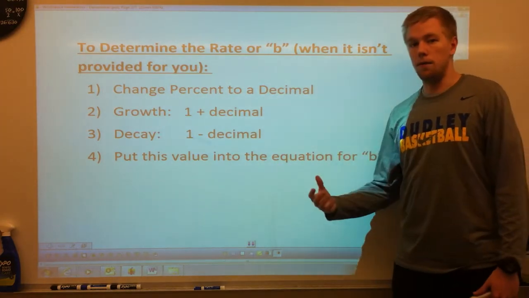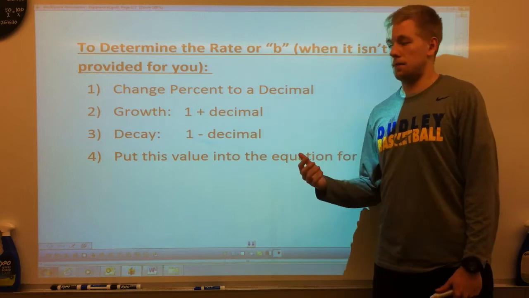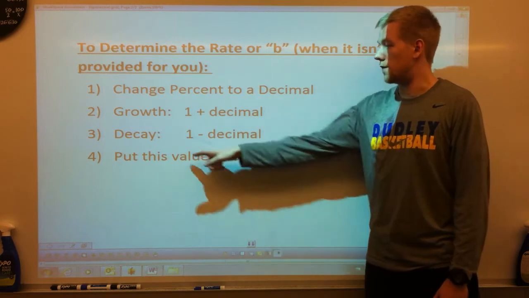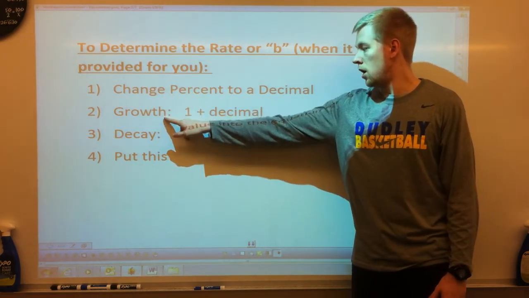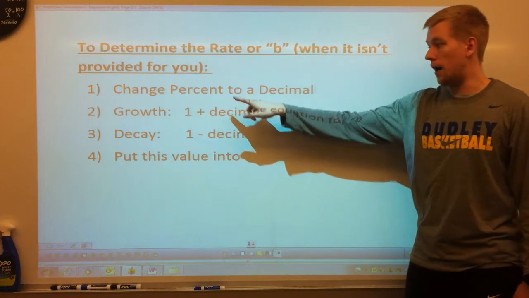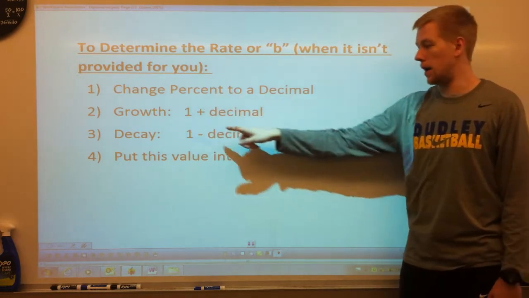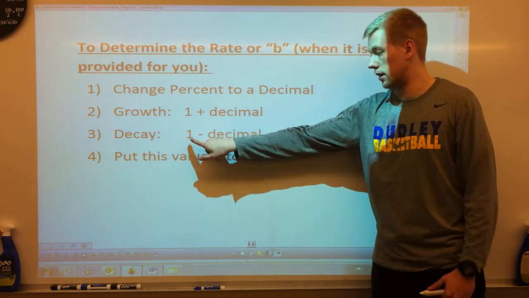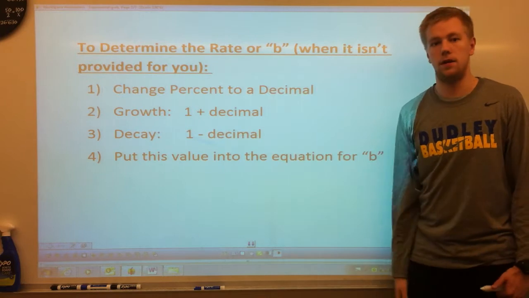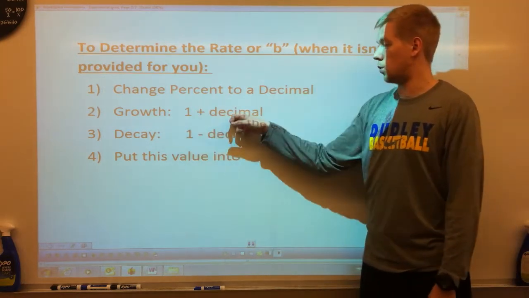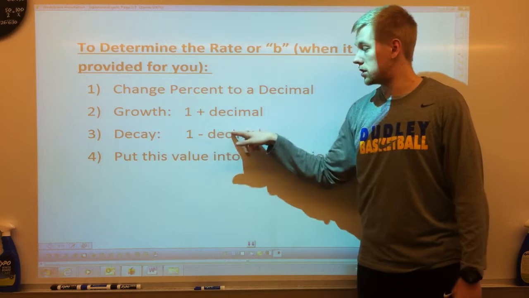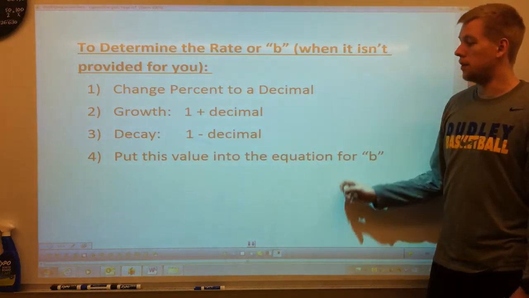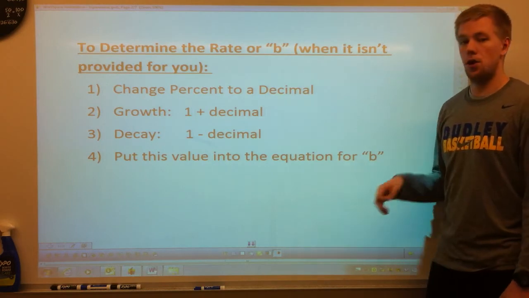If it is a growth problem, and you're going to have to read within the context of the problem to determine, is it growth or is it decay? Is it going up or is it decreasing? If it is an increase problem and it's growing, you're going to add 1 to that decimal. After you change the percent to a decimal, you're going to add 1 to that decimal. If it's a decay problem, you're going to do the opposite, which is subtracting: 1 minus that decimal, whatever the decimal is. So you're either going to add 1 if it's growth, or subtract the decimal from 1 if it's decay. Then you're going to put this value into the equation for b.